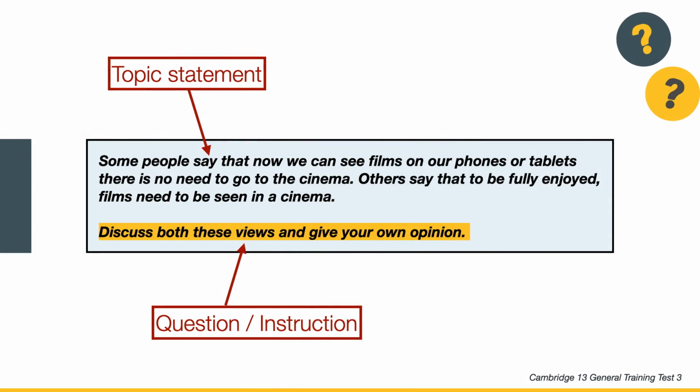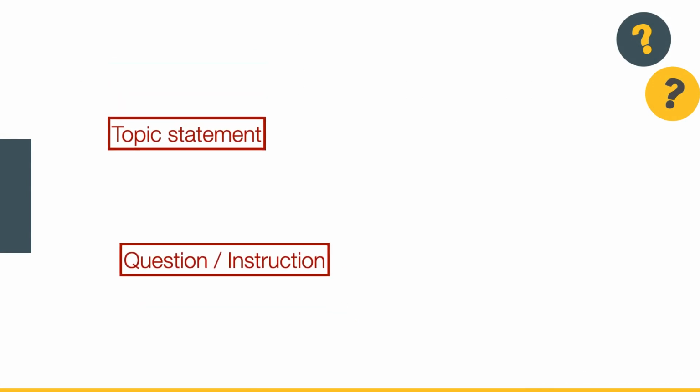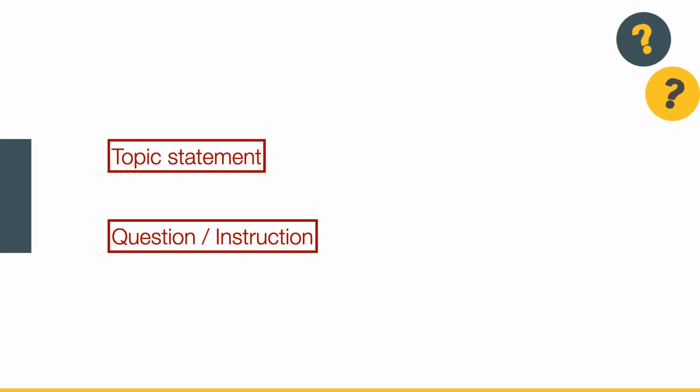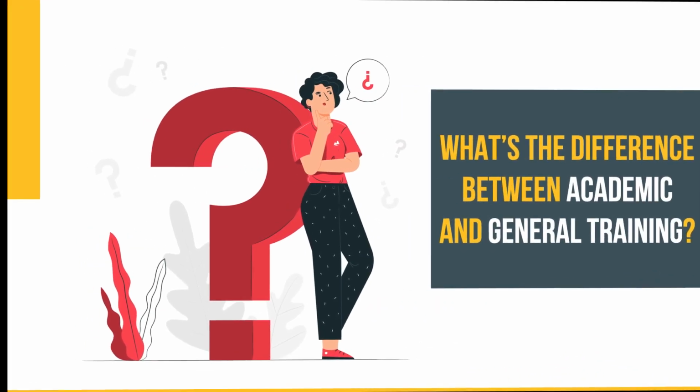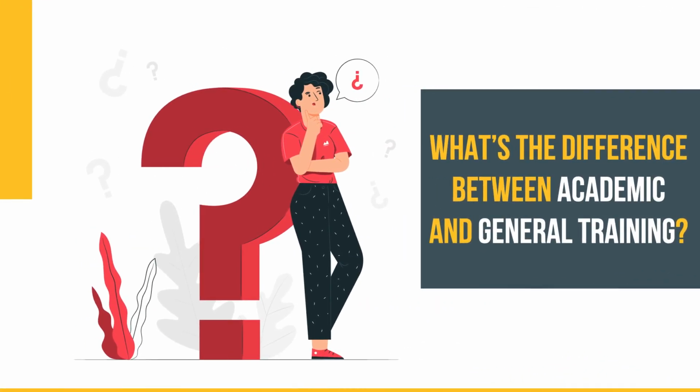And this particular format, where you have a topic statement followed by a question or an instruction, is exactly the same for all IELTS questions. You're given a statement about a topic, and then the question tells you how to discuss the topic. Exactly the same format for both the general training and academic IELTS. For all IELTS Task 2 questions, same format. So what's the difference between the academic and the general training tests?